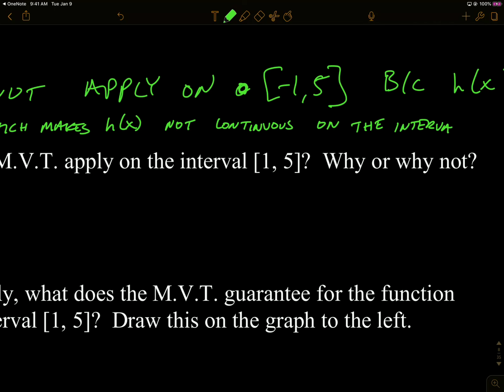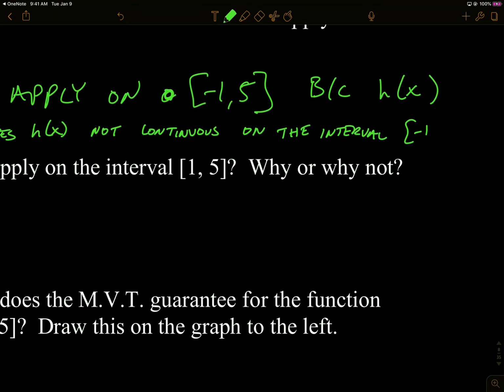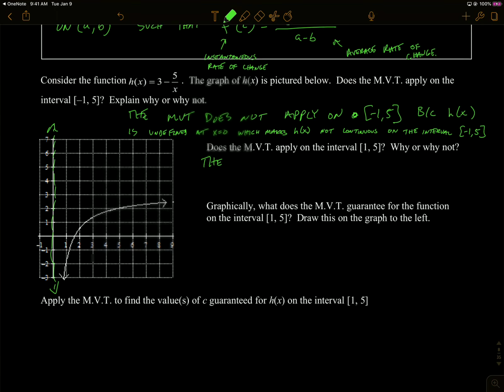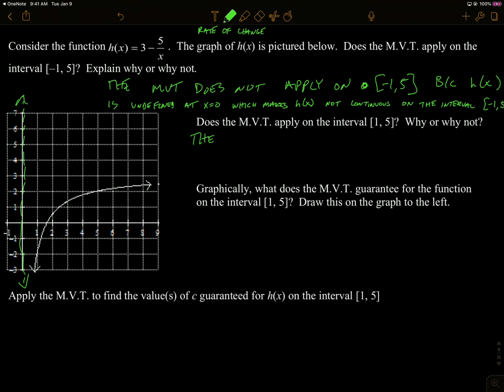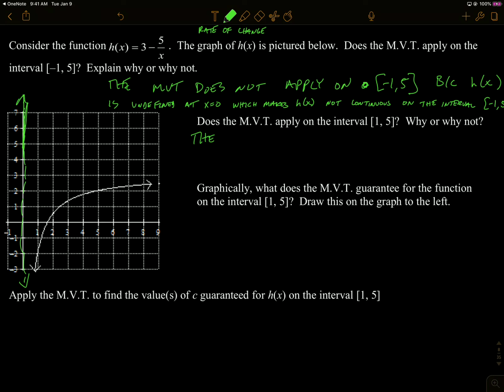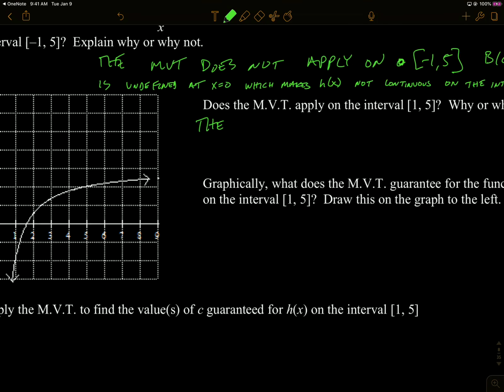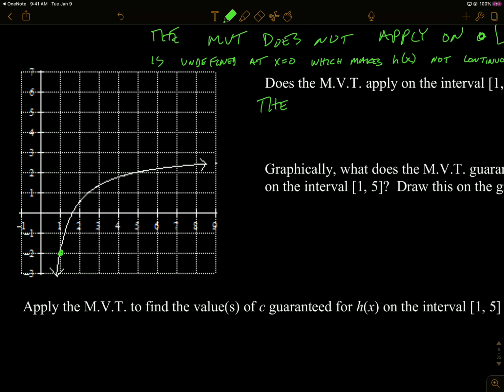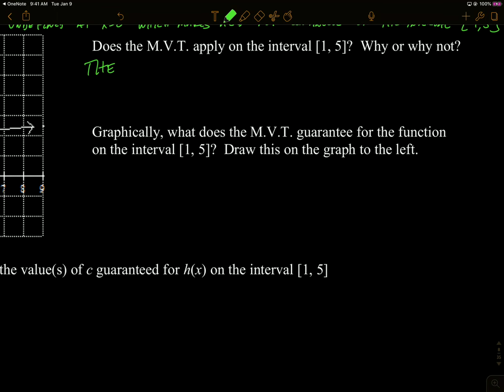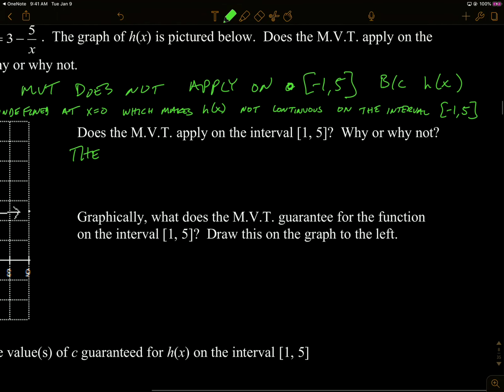The closed interval, -1 to 5. Does it apply on the interval 1 to 5? Well, now let's look at that. From 1 to 5, yeah, it's going to apply. The function's continuous and it's differentiable. There's no cusps or anything. It's differentiable on the open interval.